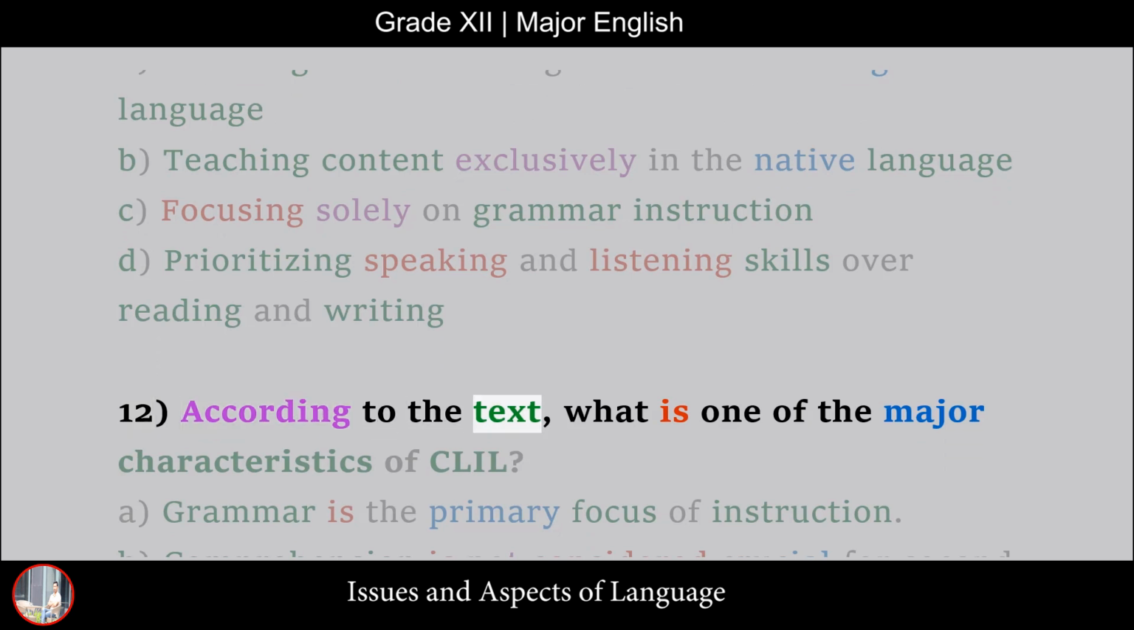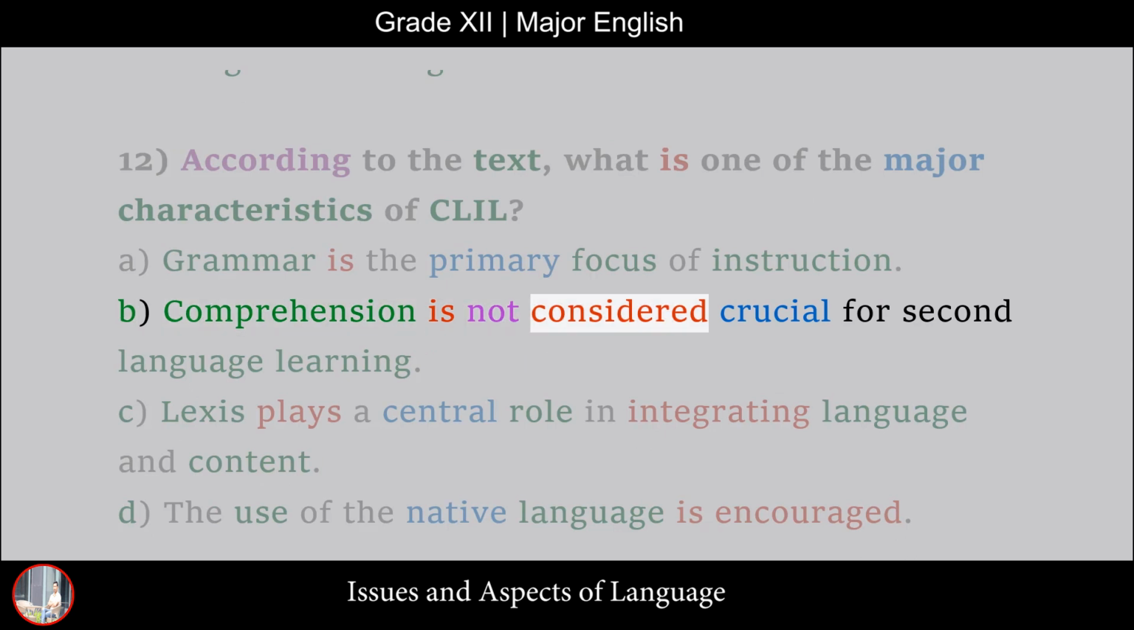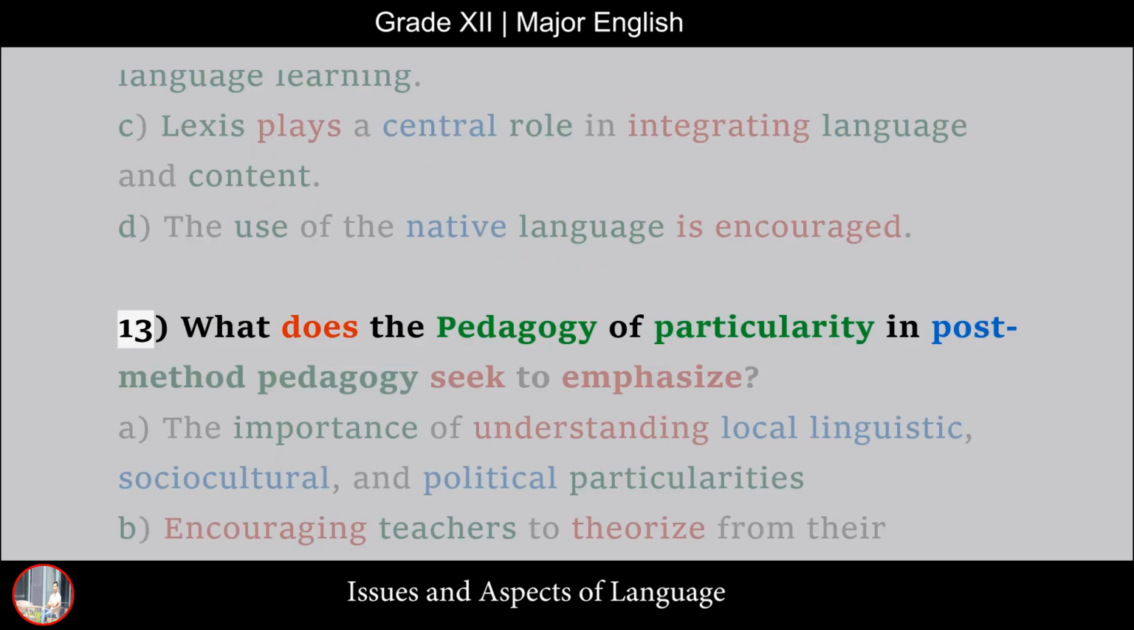12. According to the text, what is one of the major characteristics of CLIL? A. Grammar is the primary focus of instruction. B. Comprehension is not considered crucial for second language learning. C. Lexis plays a central role in integrating language and content. D. The use of the native language is encouraged.